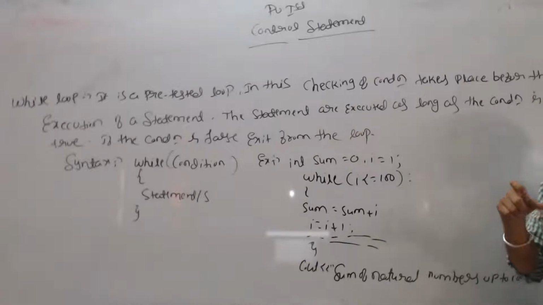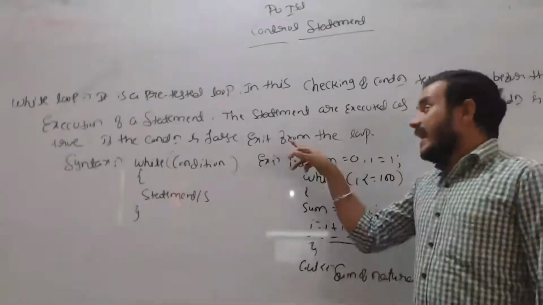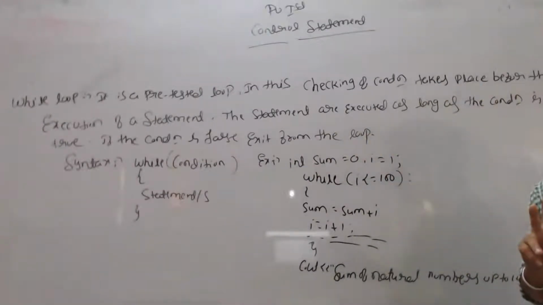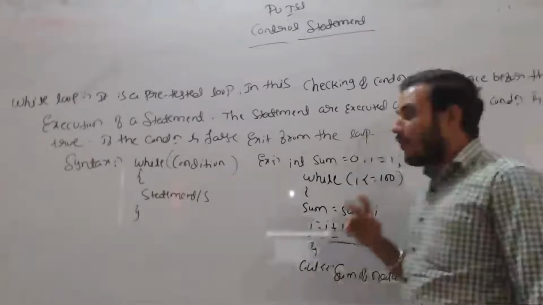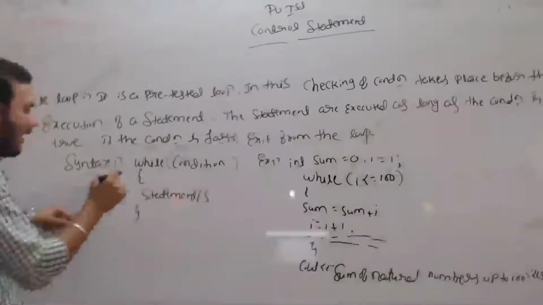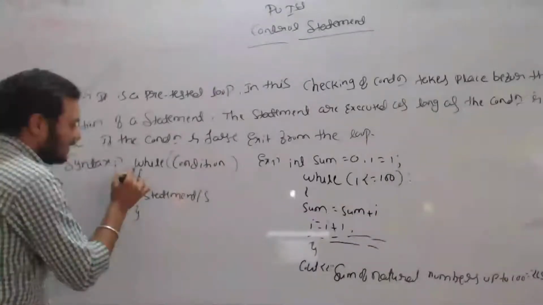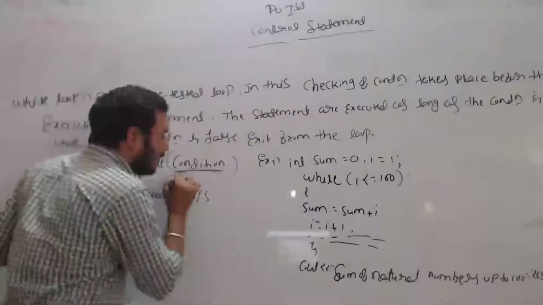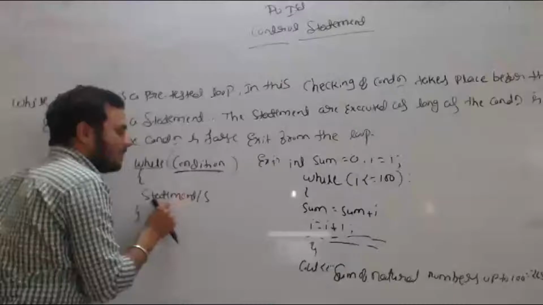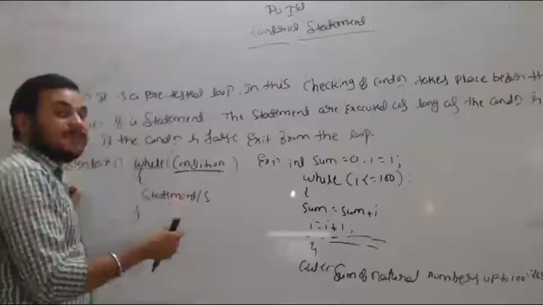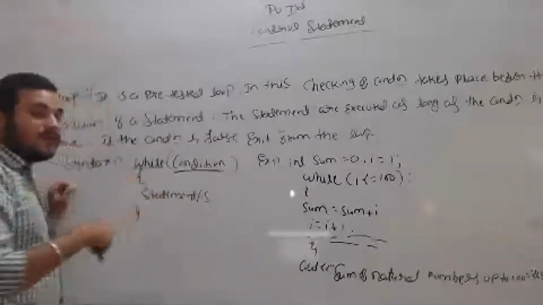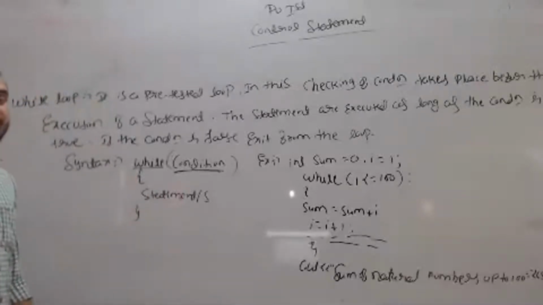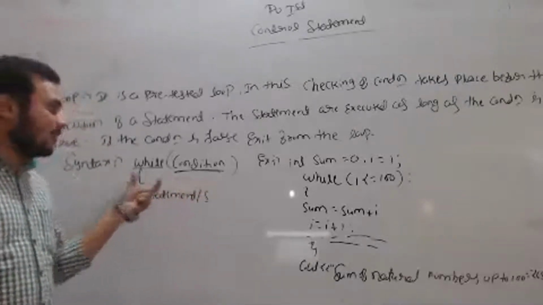So once the condition becomes false, once you get the false condition, exit from the loop. The syntax of while: the condition is checked before entering the statement, and it repeats until the condition becomes false. Once you get the false statement, it comes out from the loop.